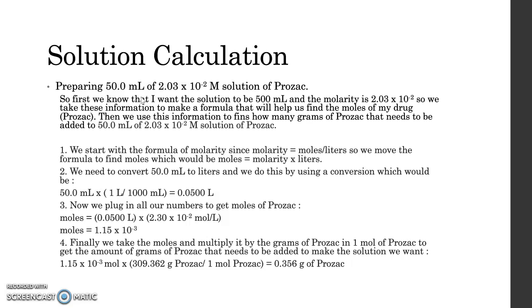Finally, we take these moles and multiply it by the grams of Prozac in 1 mole of Prozac, and this would give us the amount of grams of Prozac needed to make the solution. And this would look like 1.15 times 10 raised to the negative 3 moles times 309.362 grams of Prozac over 1 mole Prozac, which would give us 0.356 grams of Prozac that would be needed for this solution.